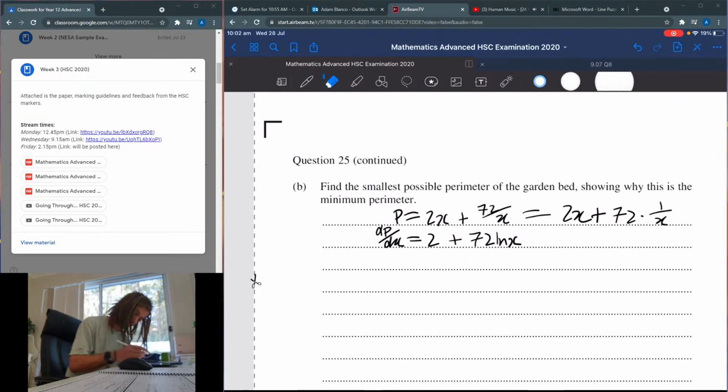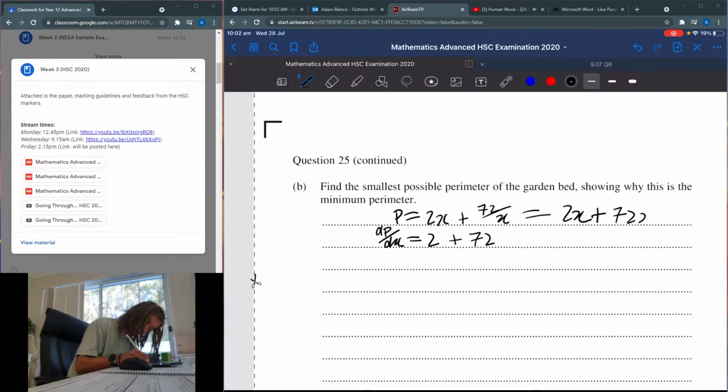Oh my god, that's an integral. I'm so stupid. That's x to the minus 1, which means, how do you differentiate? 72 times, okay, so I've dropped this to minus 1, and then I take 1 off this, so minus 2. Okay, 2 plus minus 72, let's write it like this, 72 on x squared.